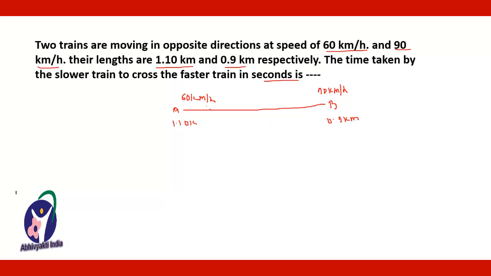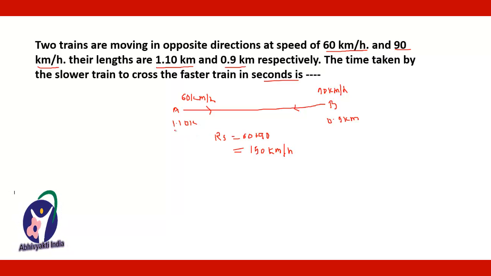Since both are moving in the opposite direction, their relative speed will be the sum of the speeds of the moving objects, that is 60 plus 90, and that is equal to 150 kilometer per hour. This is the relative speed.